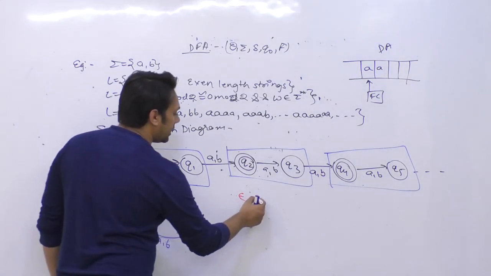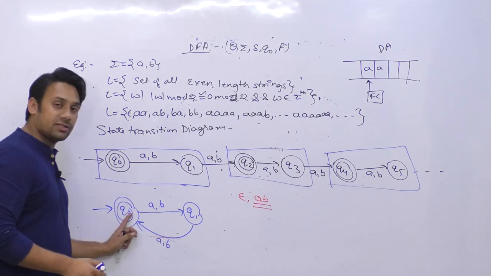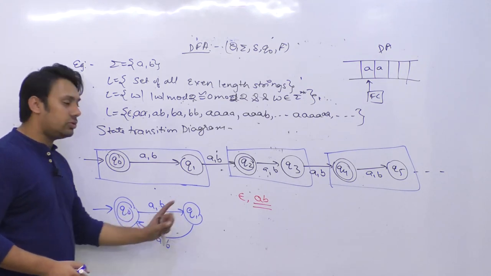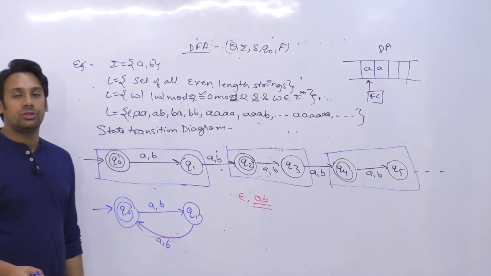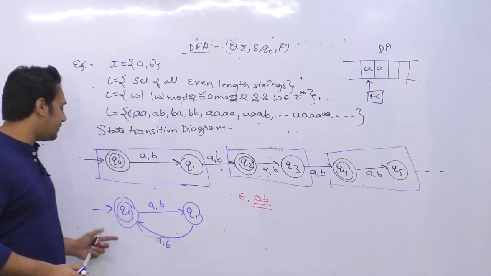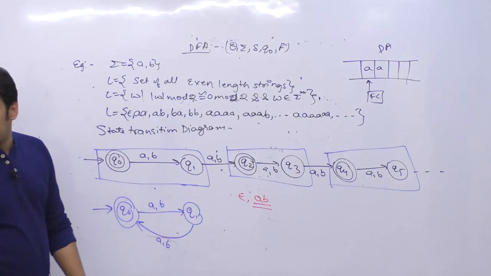If I give AB, that means the length of the string is 2. By giving the first A, I'll go from the state Q0 to Q1. By giving this B, I will go from the state Q1 to Q0. So kya hoga yahan se? This string will be accepted.